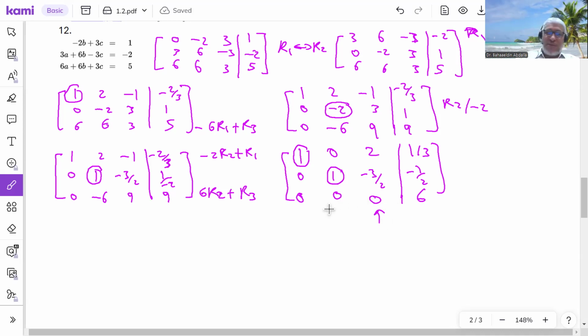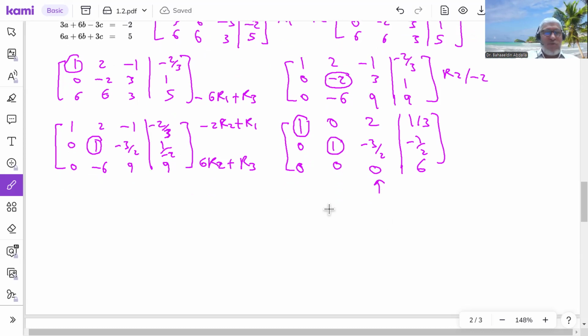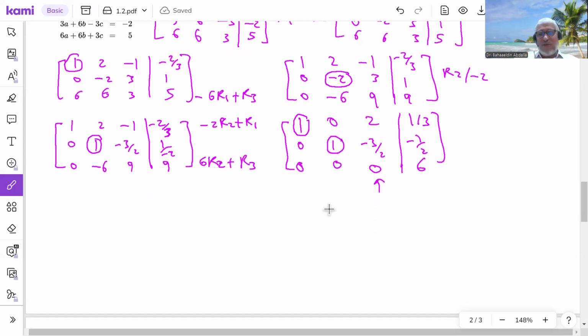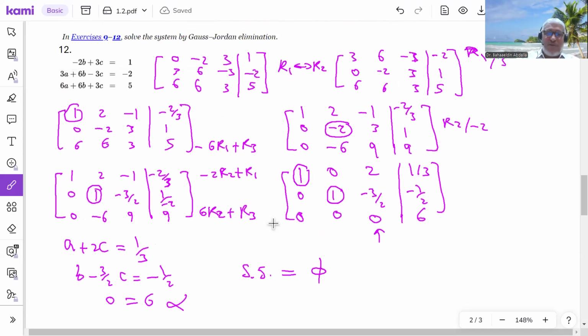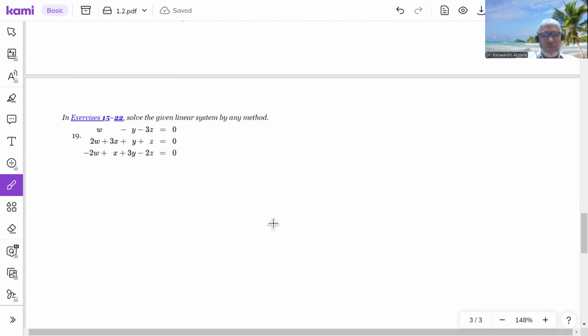So let us write the equations. Well, the equations would be, what are the variables A, B, and C? So the first equation is A plus 2C equals 1 over 3. Second equation, I have B, -3 over 2C equals -1 over 2. The last equation, I have zeros here. 0 times A, 0 times B, 0 times C equals 6. Well, 0 equals to 6 is not a true statement. So the solution set of this system is phi. This system is inconsistent. It has no solution.